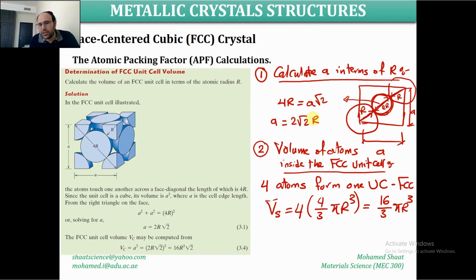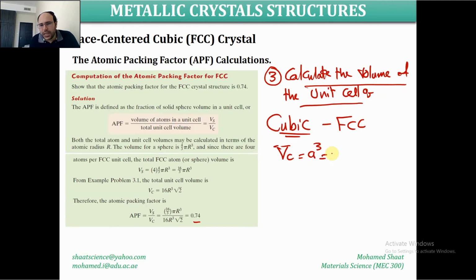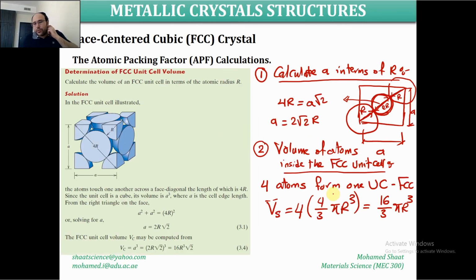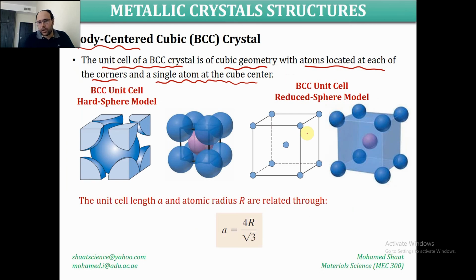But you need to represent this a in terms of r. You're going to substitute this relation into a cubed. So this gives us 2 square root of 2 r, cubed. In total this gives us 16 square root of 2 r cubed. So we got the volume of the unit cell in terms of r. We got the volume of all the 4 spheres that form the FCC unit cell in terms of r, the atomic radius, and we got a in terms of r, everything in terms of the atomic radius.